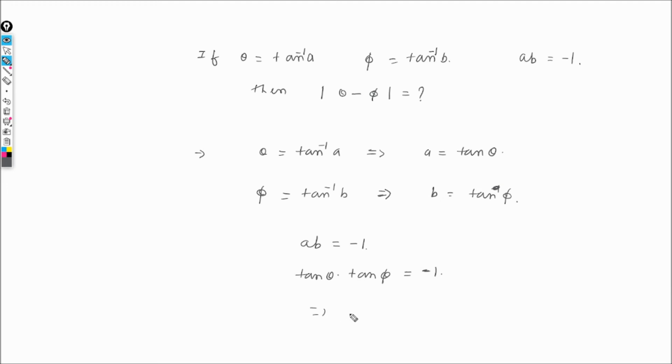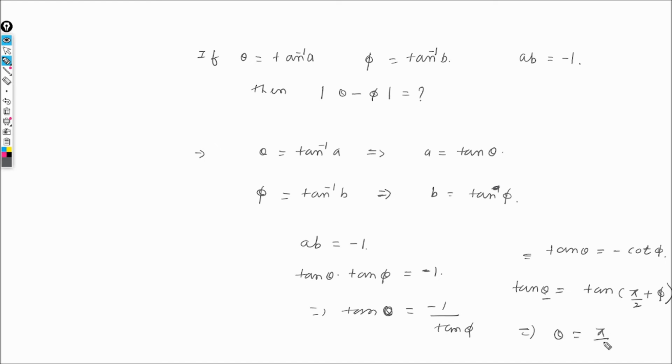So therefore this implies tan theta is equal to minus 1 upon tan of phi. This implies tan theta is equal to minus cot phi. So tan theta is equal to minus cot phi, which means this can be written as tan of pi by 2 plus phi. So this implies theta is equal to pi by 2 plus phi.